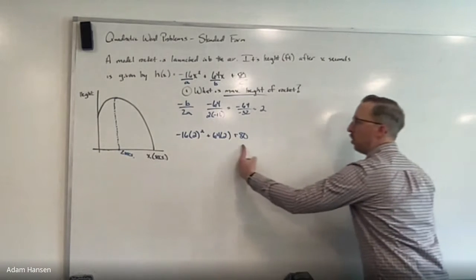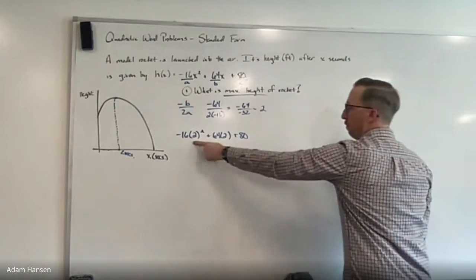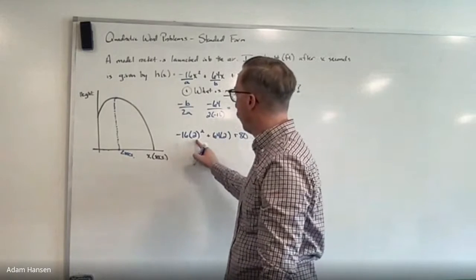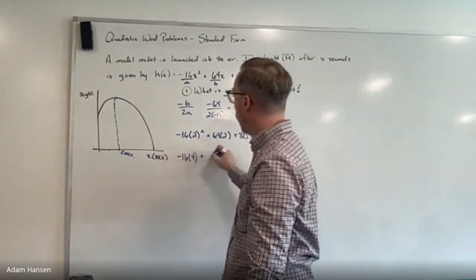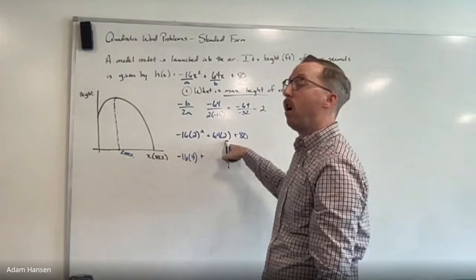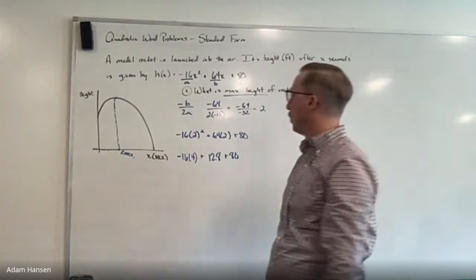Mackenzie, where do I start? What operation says to do what thing first? Do 2 squared. What is 2 squared? 4. Okay. So I need negative 16 times 4. Plus, let's see, 64 times 2. 128. Plus 80. That's where I got confused.